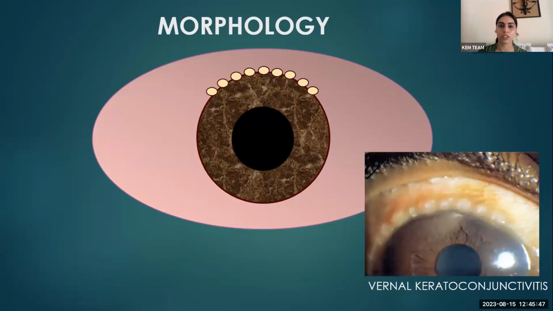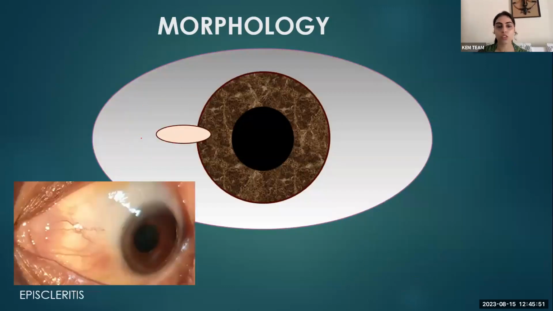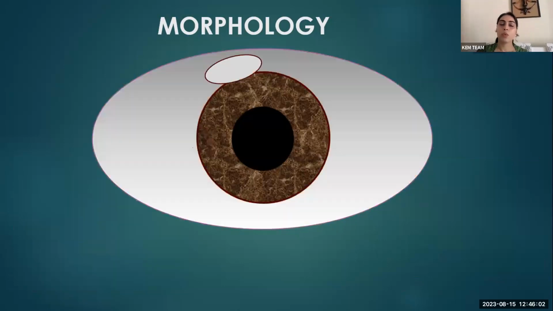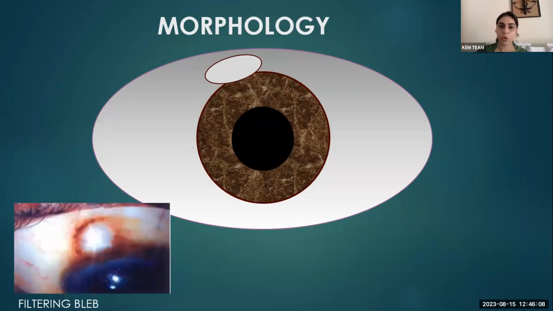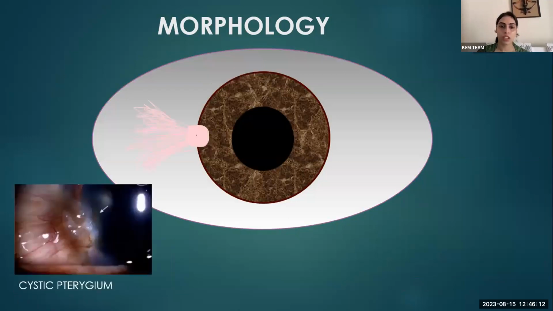vernal keratoconjunctivitis. Whereas if the mass is well-defined with localized congestion, which blanches on a drop of phenylephrine, it's bound to be episcleritis. If the congestion is diffuse and the patient has some underlying autoimmune disorders, it's going to be scleritis. If there's a whiter cystic mass present in a patient with history of glaucoma and ocular surgery, it could be a filtering bleb. Whereas if the mass is wing-shaped and encroaching the cornea, it could be a cystic pterygium.